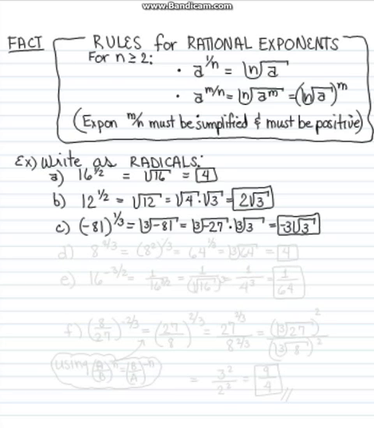Now let's do some examples that apply to the second rule: a to the m over n can be written as the nth root of a to the m, or the nth root of a in parentheses raised to the m. So first we'll work with part D, base 8 raised to the 2/3 power. Part E, 16 raised to the negative 3 over 2 power. And part F, 8 over 27 raised to the negative 2/3 power.